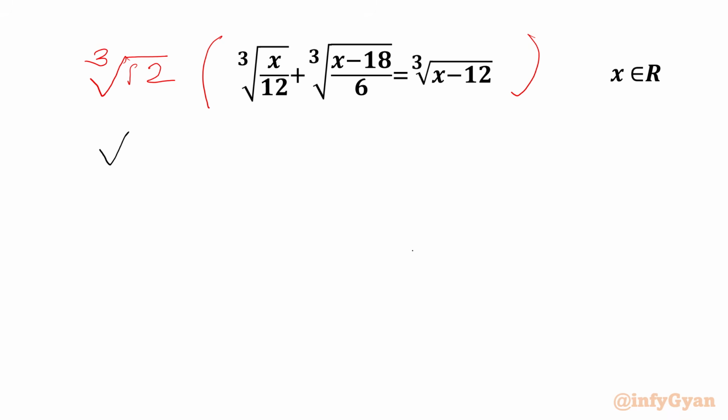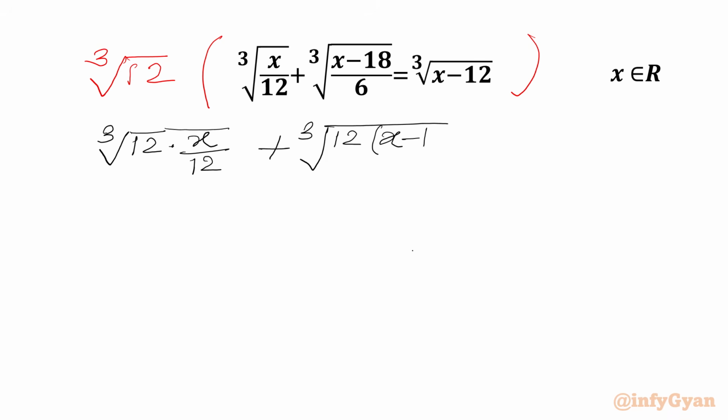So here we can write cube root 12 times cube root x over 12. So we can club both the cube roots. We can write like this, plus cube root of 12 times x minus 18 over 6. And in RHS, we'll write cube root of 12 times x minus 12.